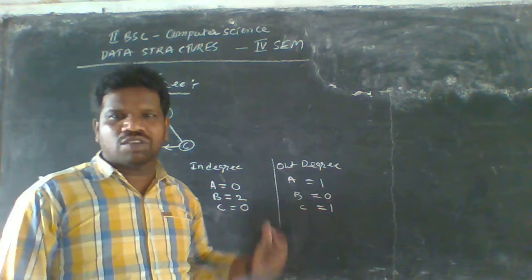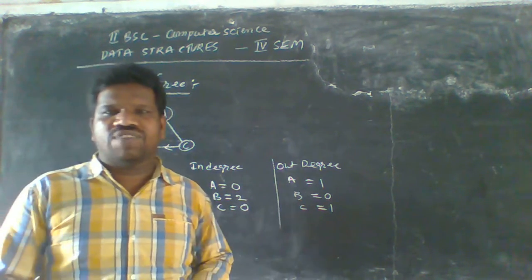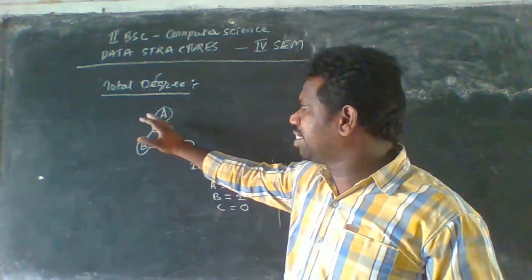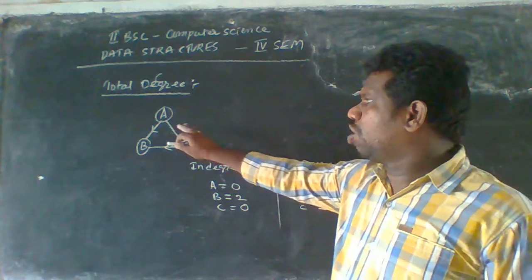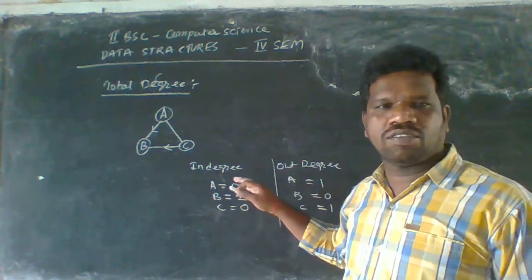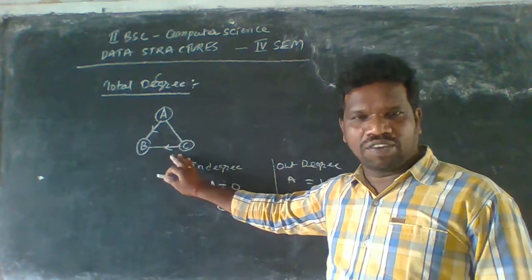And one more edge is available here, that is A to C, which is not specifying any direction. In that situation, there is no edge between the in degree and out degree here. So that's why it is not treated as an in degree or an out degree.